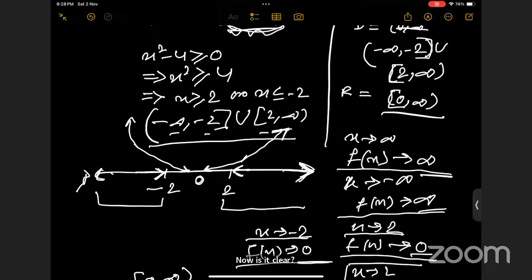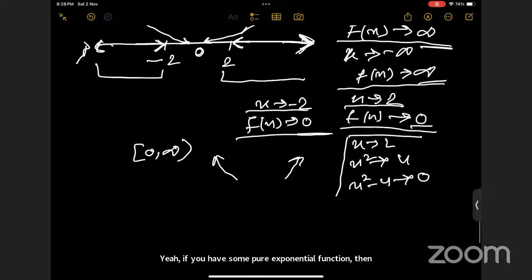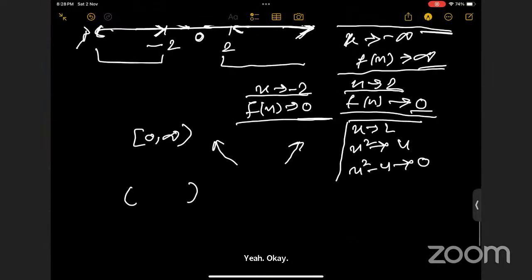Perfect. Thank you, ma'am. Madam, for an exponential function, the negative portion won't come, right? So only 0 to infinity, right? So that kind of thing we can also assume for the range. Yeah, if you have a pure exponential function, then the range of the exponential function is from 0 to infinity, open at 0. If it's not pure, we may adjust by adding or subtracting numbers.